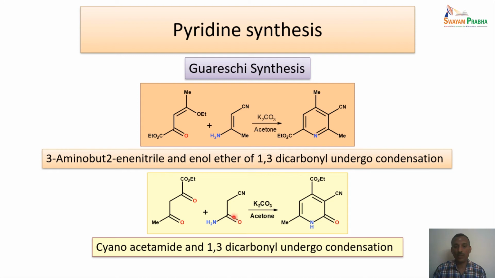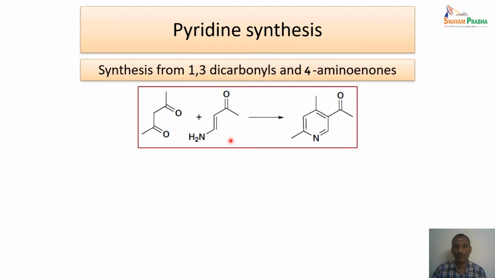Cyanoacetamides and 1,3-dicarbonyl compounds can also undergo condensation as shown here. This is actually the pyridone unit, which can undergo resonance tautomerization basically to give the pyridine derivative. So here we will be having the hydroxide derivative, and this hydrogen from the nitrogen shifts to the oxygen. So we get the 2-hydroxy derivative.